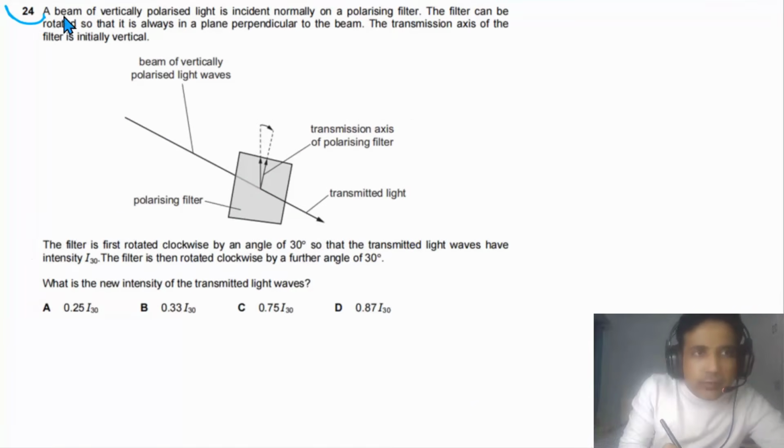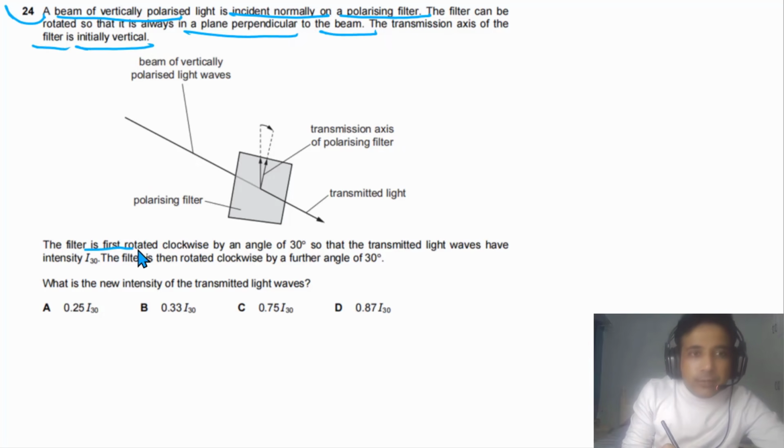Question number 24 says a beam of vertically polarized light is incident normally on a polarizing filter. The filter can be rotated so that it is always in a plane perpendicular to the beam. The transmission axis of the filter is initially vertical. The filter is first rotated clockwise by an angle of 30 degrees so that the transmitted light waves have intensity I30. The filter is then rotated clockwise by a further angle of 30 degrees. What is the new intensity of the transmitted light wave?